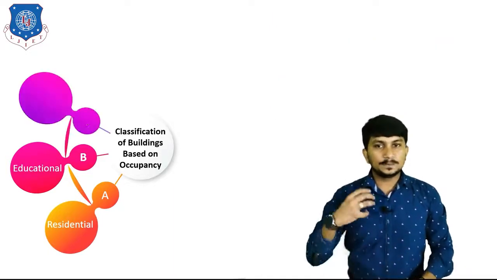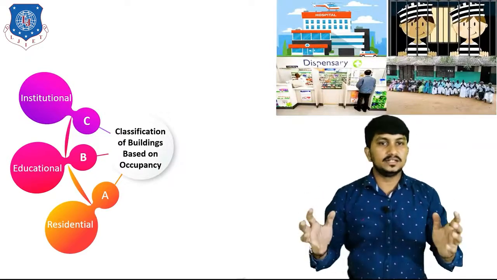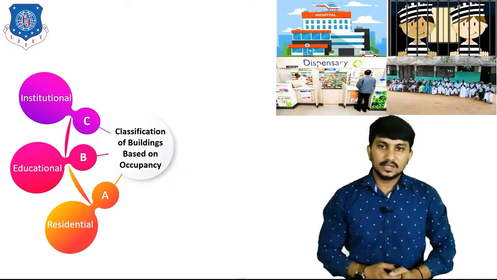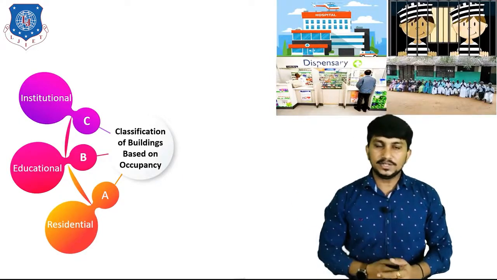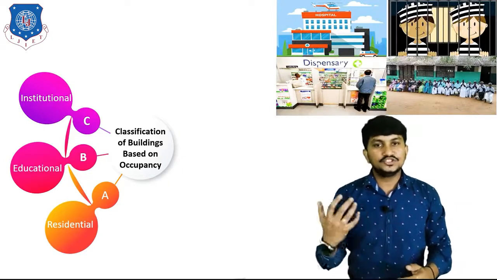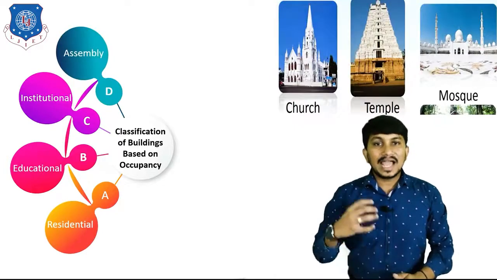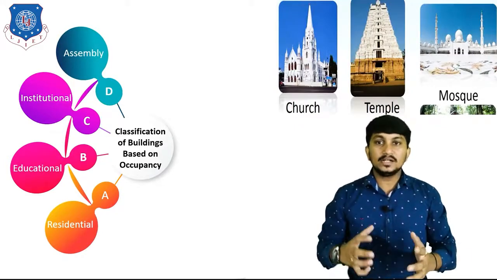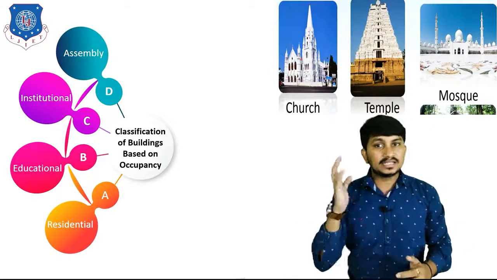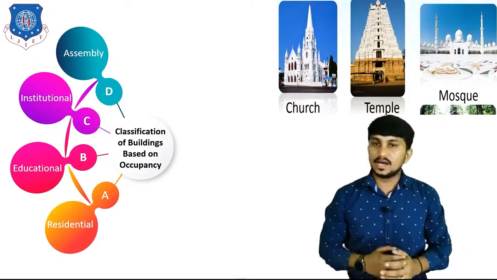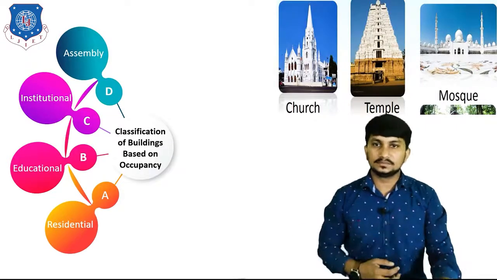Third is Group C, which is called institutional type of building, which is used for healthcare facilities or caring facilities. The examples of institutional buildings are dispensary, medical facilities, old age houses, or jail. The next group is Group D, which is assembly type of building, the buildings where a number of people are gathered for a specific purpose, which are called assembly buildings. The examples of assembly buildings are church, temple, mosque, assembly hall, theaters, etc.